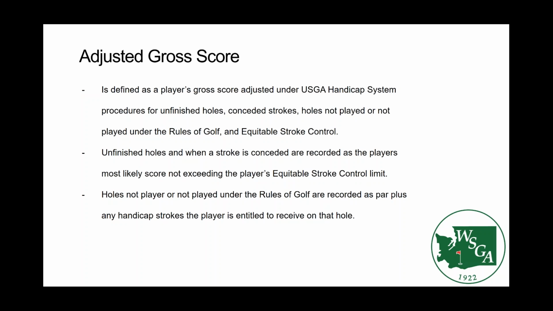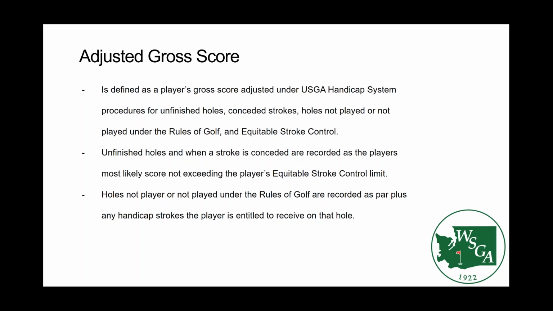The first two things, unfinished holes and conceded strokes, how you handle those is you will actually post what your most likely score would be. So if it takes you 4 shots to the green, and then you pick up because you already lost the hole, then the most likely you would 2-putt unless you're further away and you feel like it would be a 3-putt. Now these scores will not exceed your equitable stroke control, which we will get to in just a moment.